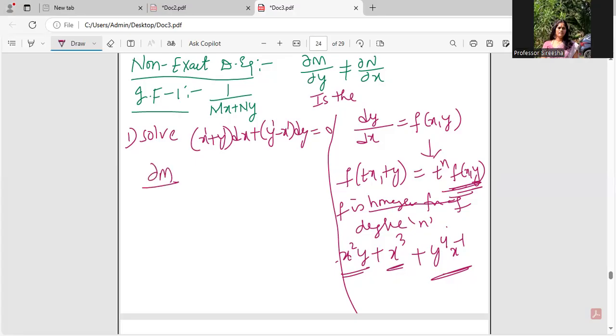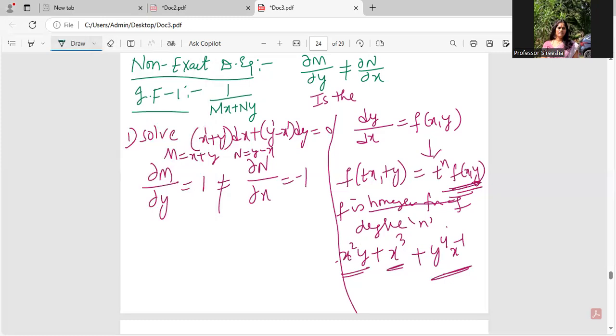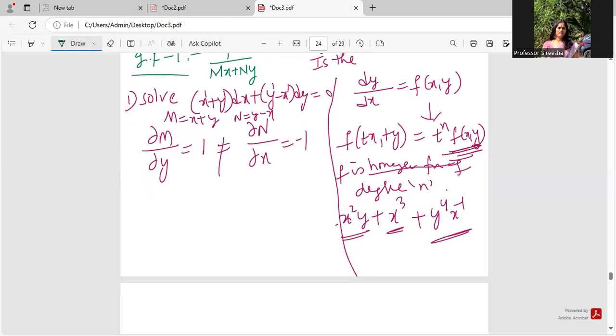∂M/∂y is what? ∂M/∂y is 1. What's ∂N/∂x? It is -1. What is M, by the way? It is x + y. What is N? It is y - x. Okay, both are not equal. Hence, it is not exact. So what do I do? I will go for making it exact using an integrating factor.